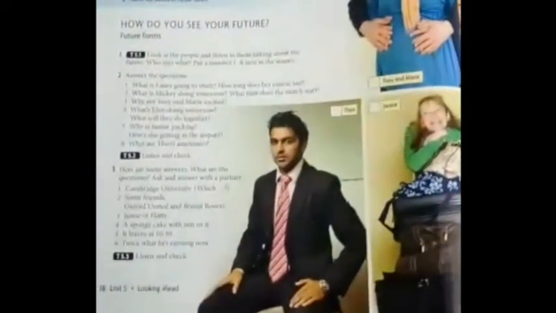For personal arrangements and fixed plans, we will use present continuous. For example, I'm having lunch with Brian tomorrow. Lastly, for present simple, we will be using it to describe future events based on a timetable. Now, let's look at your book on page 38.